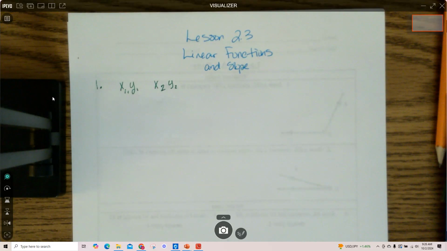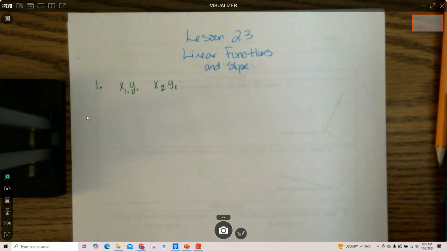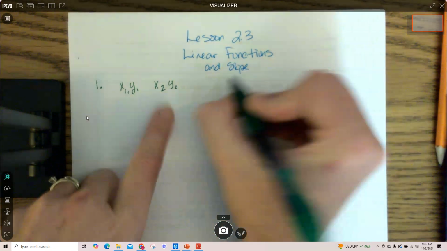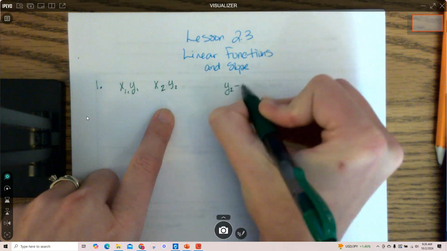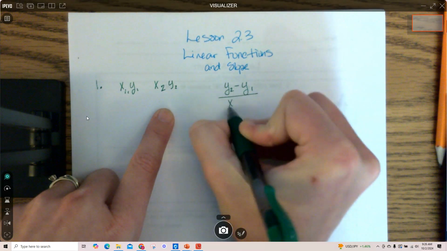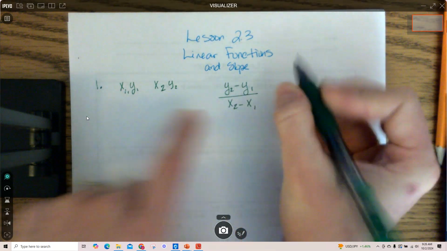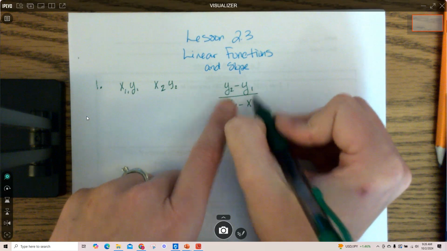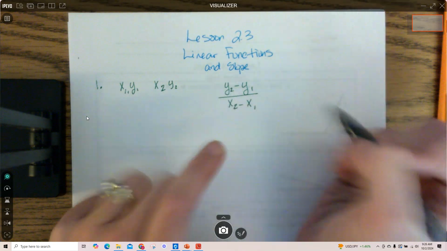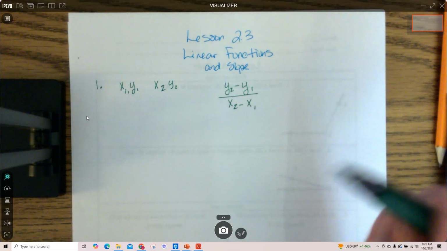Thank you. Okay. Slope formula. If you've got an ordered pair, it's y2 minus y1 over x2 minus x1. Subtract the y's, subtract the x's, and then divide. That's the slope formula.